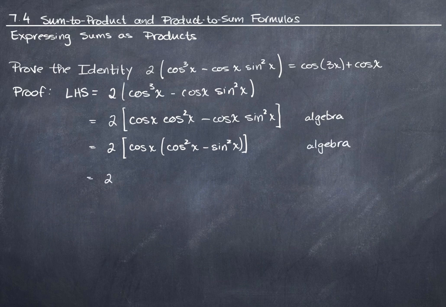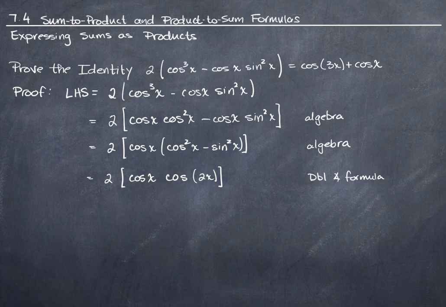Now, when I do that, I notice that I have something here that looks familiar. I've seen this before. It's one of my identities. In fact, it's the cosine of 2x. It's the double angle formula for cosine. So this is the double angle formula.